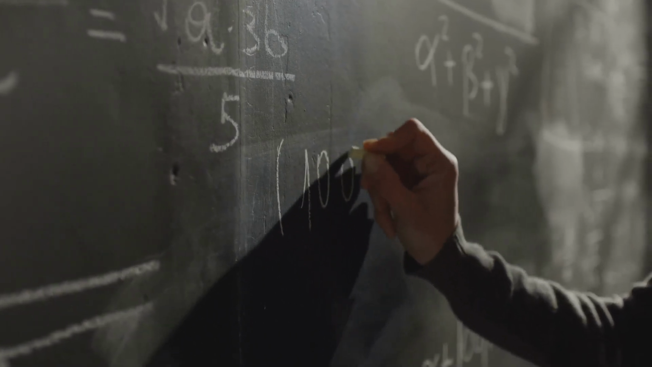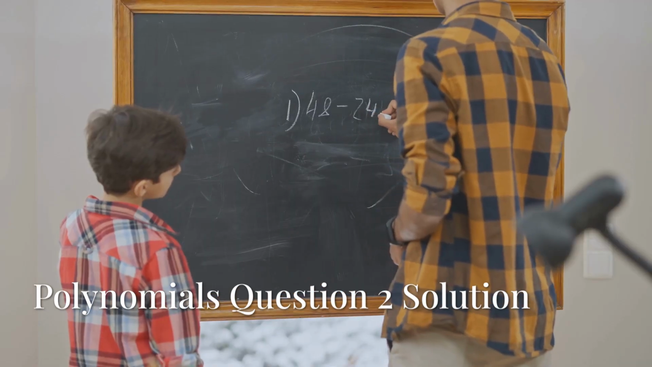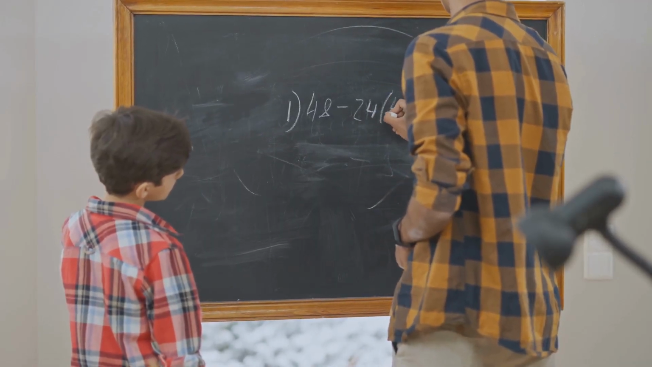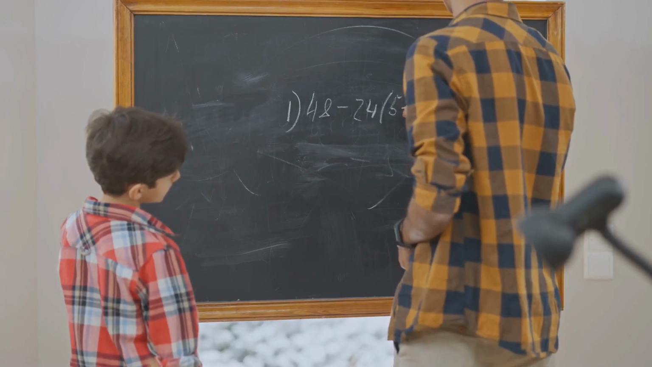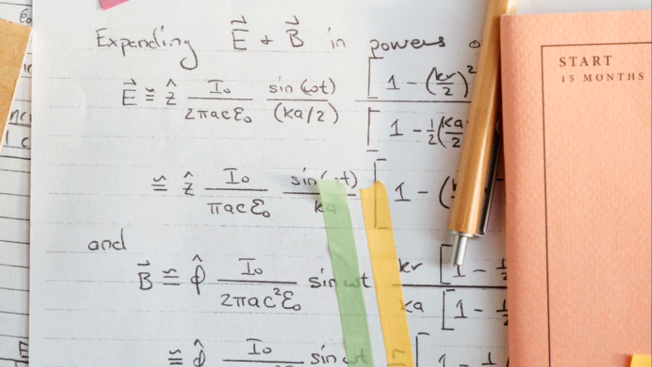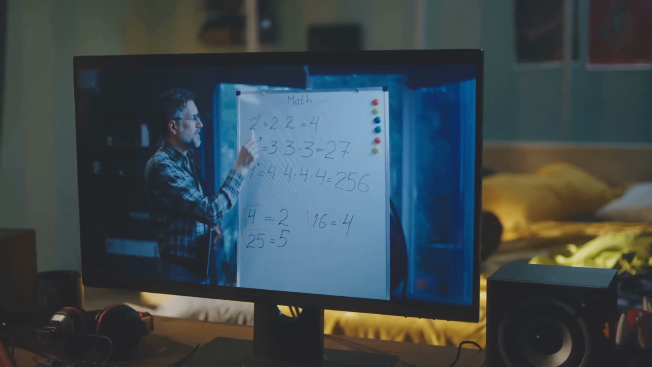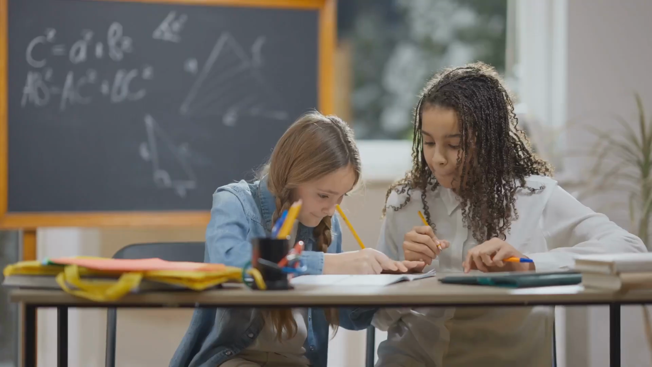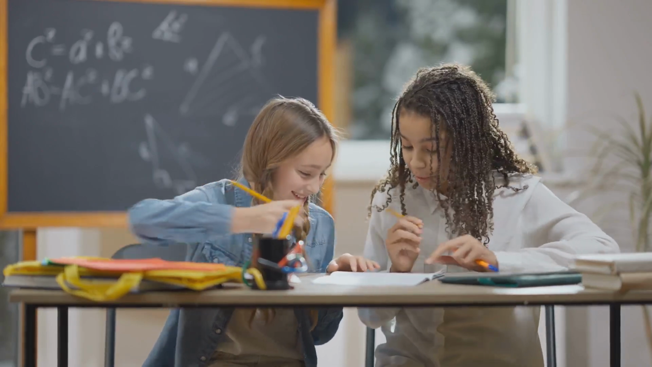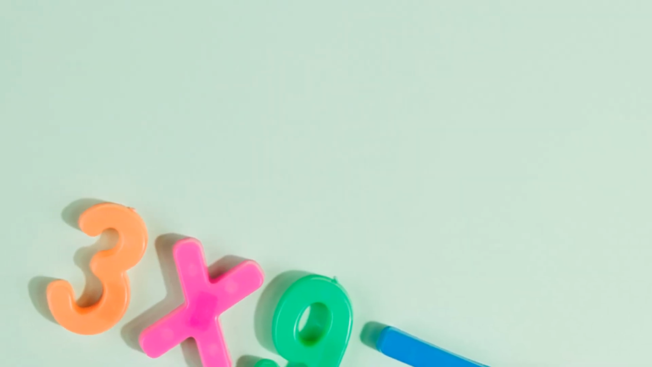Question 2. Factor the polynomial x to the 4th minus 5x squared plus 4. To factor it, we can start by making a substitution. Let y equal x squared. Then the polynomial becomes y squared minus 5y plus 4. Next, we need to factor this quadratic expression. We look for two numbers that multiply to 4, the constant term, and add up to negative 5, the coefficient of y. The numbers negative 4 and negative 1 satisfy these conditions.